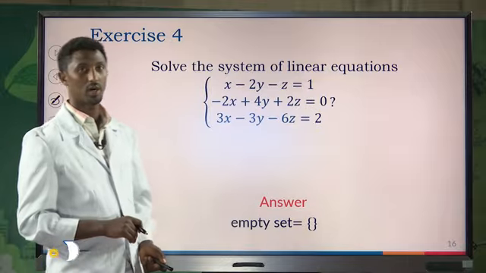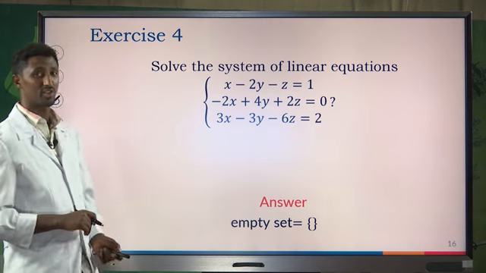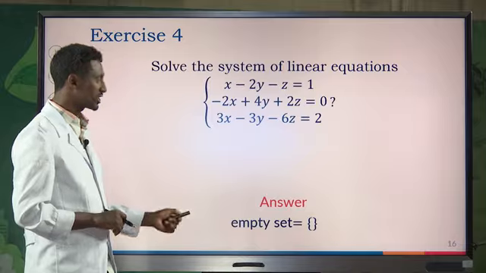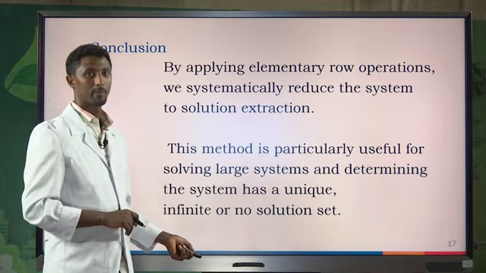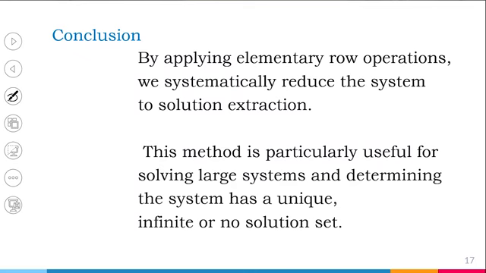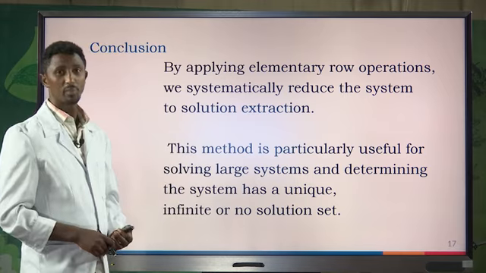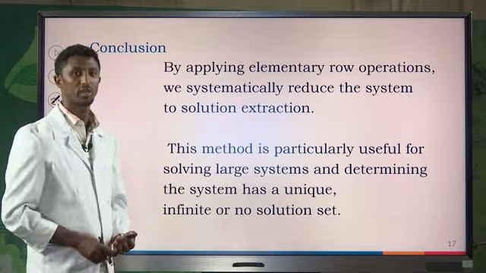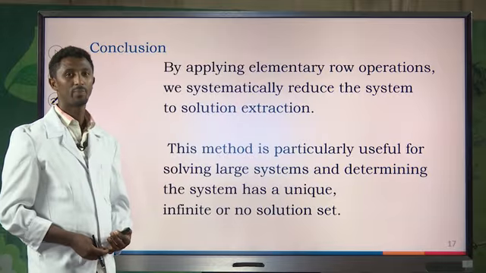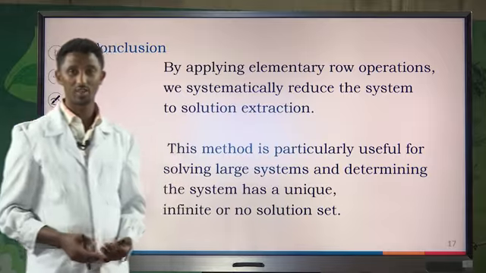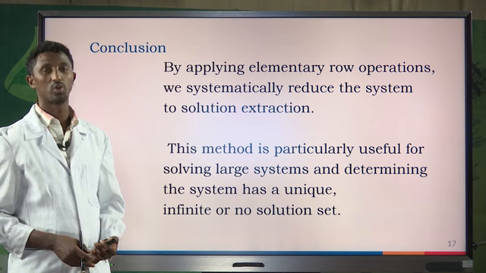Then example 4, solve this system of linear equations, use the same technique. Then finally, this system of linear equations has no solution, that's the empty set. So in this lesson, we covered elementary row operations for systems of linear equations. This method is particularly useful for solving large systems of linear equations and determining whether a system has a unique solution, infinite solutions, or no solution set.